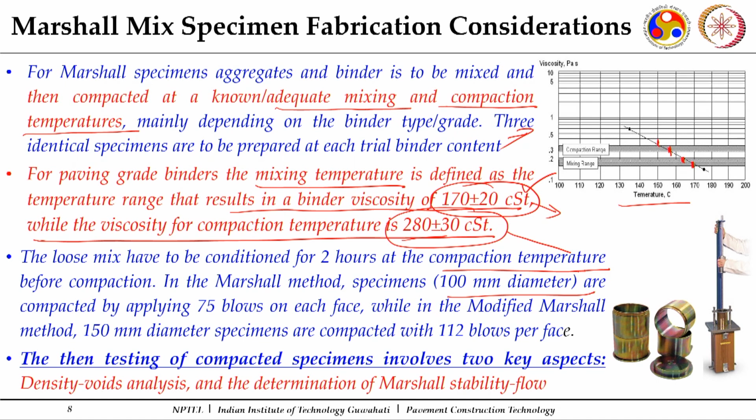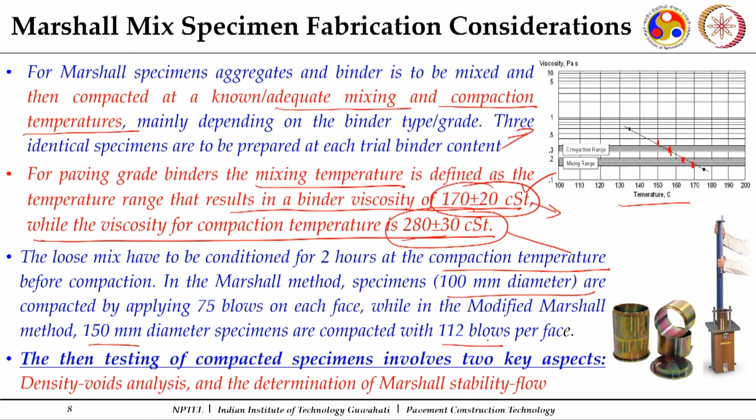Now, this compactive effort has to be good enough to produce the density which will be there in the mix after 2 to 3 years of service life. This is an important aspect: the compactive effort which needs to be selected at the laboratory scale as per the Marshall method of mix design. It recommends 75 blows on both faces of the specimen. When the NMS is higher, for 6 inch diameter specimens, we go for 112 blows on both faces.